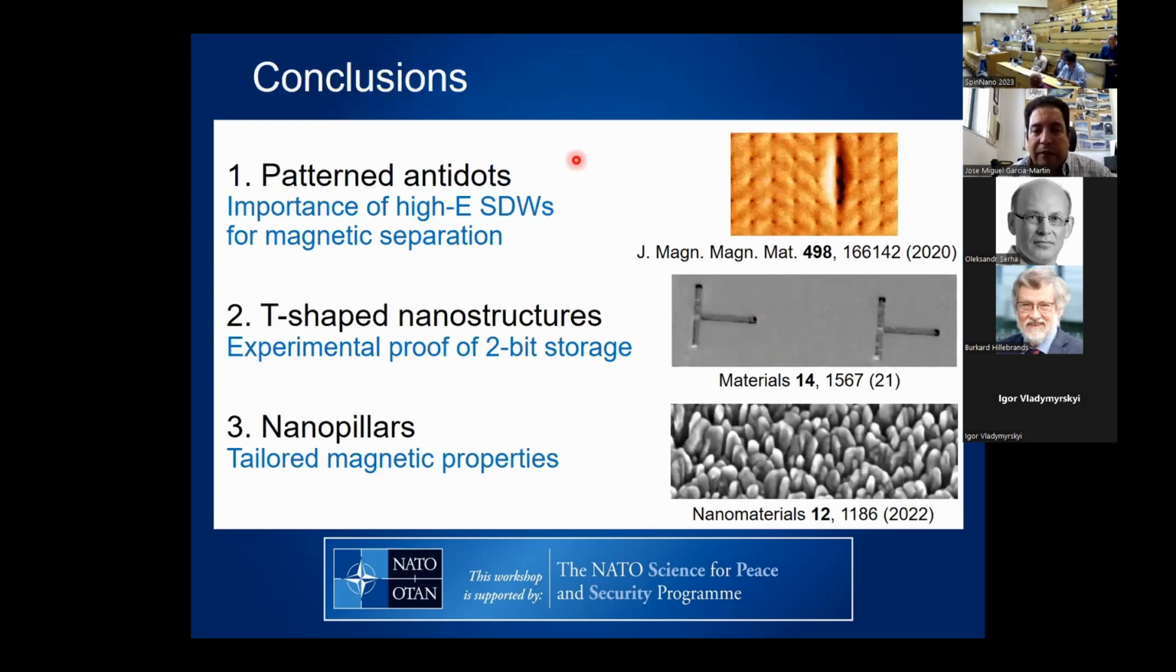Let me summarize. We have seen patterned antidots exhibiting low energy and high energy superdomain walls, and in particular, high energy superdomain walls accumulate a lot of magnetic poles, and they are quite important when we use antidots for magnetic separation. We have seen that T-shaped nanostructures can be used to store 2 bits of information, and we have seen that we can fabricate nanopillars with different morphologies using sputtering in a glancing angle configuration, and as a consequence, we can obtain different magnetic properties.